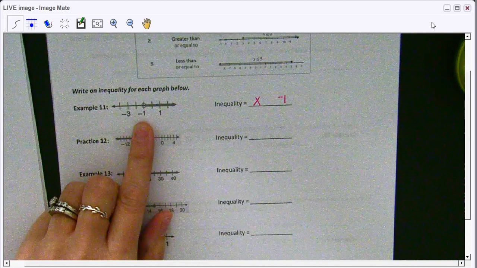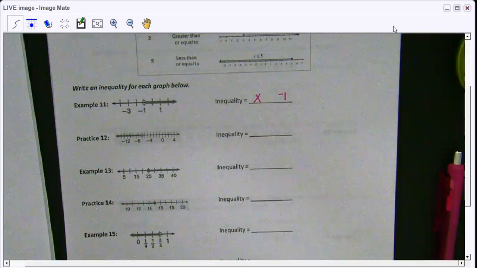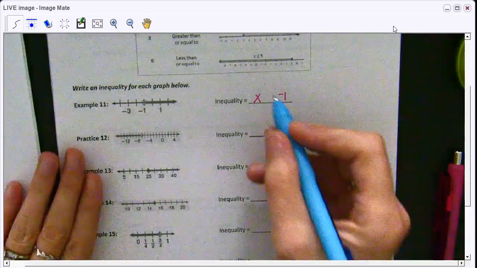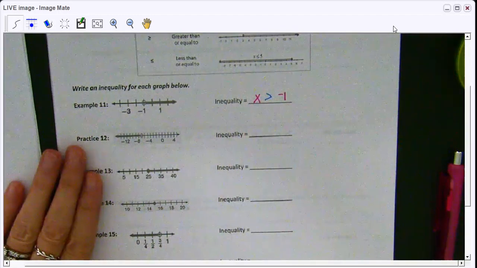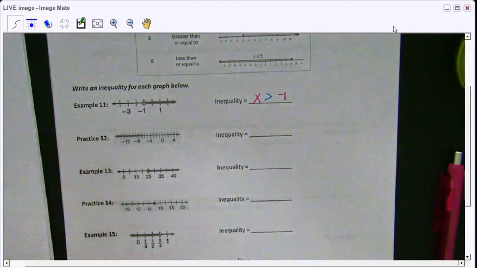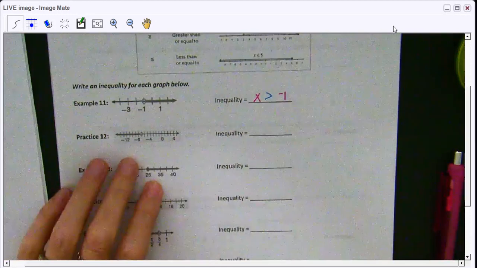Oops, my screen froze. Hold on just a second. So now I need to decide if it's greater than or less than. And so look at your arrow. It's greater than, because it's going in the greater than direction. Is it also equal to? No, it's not, because it's not a closed circle. Okay. So then go to the next one.